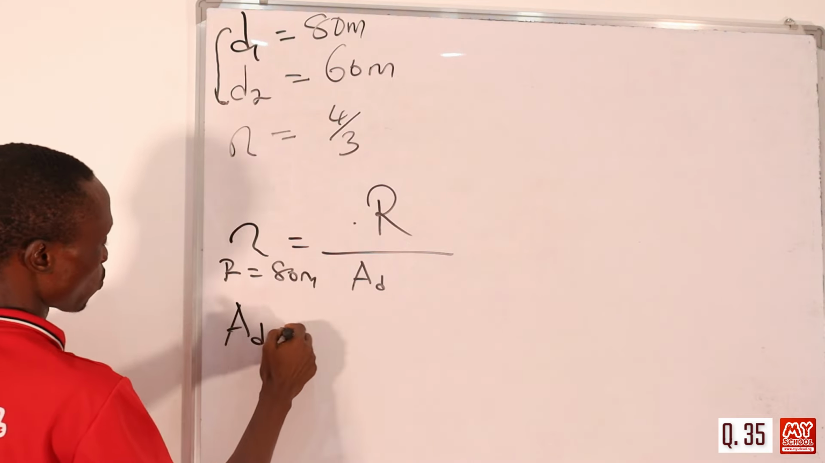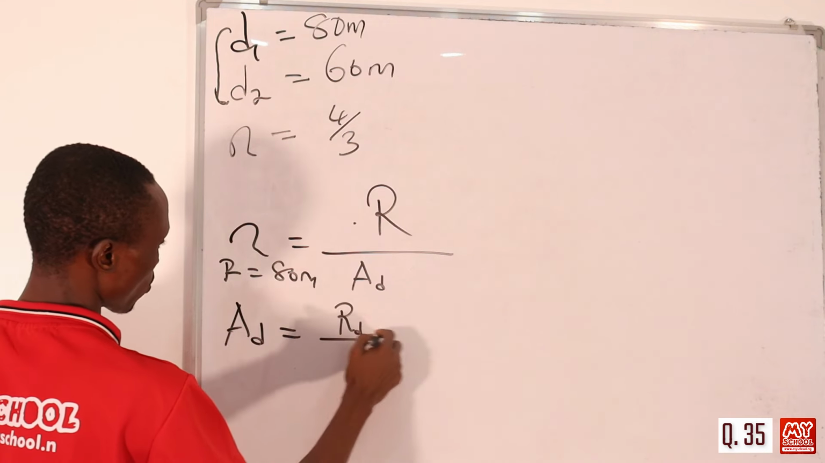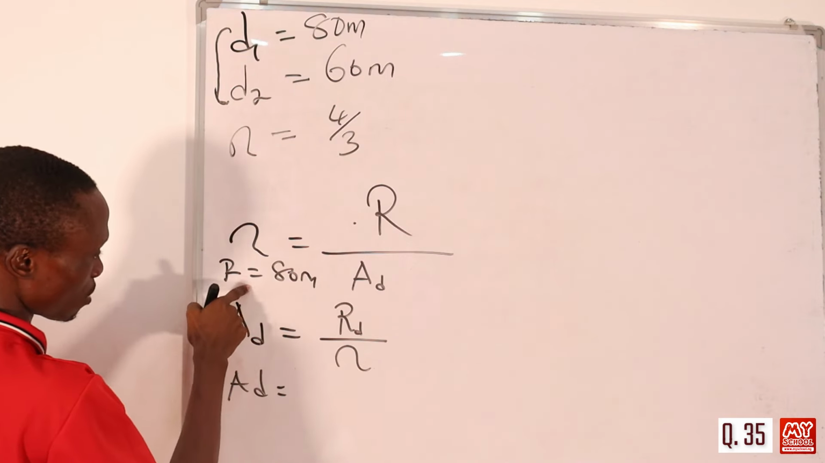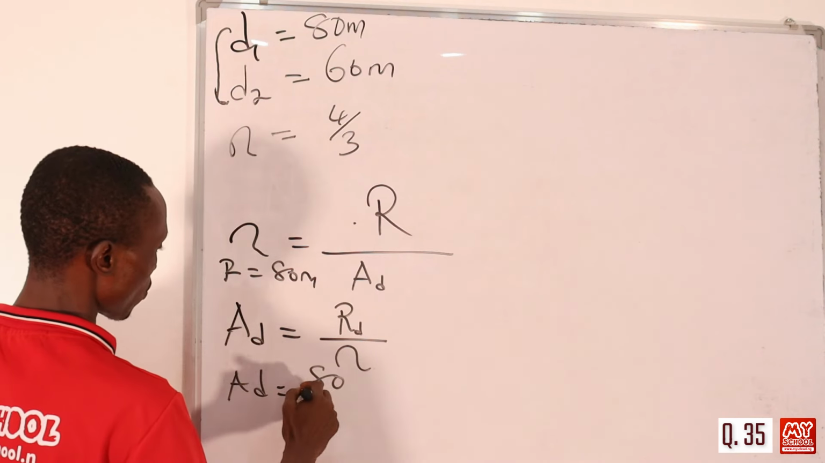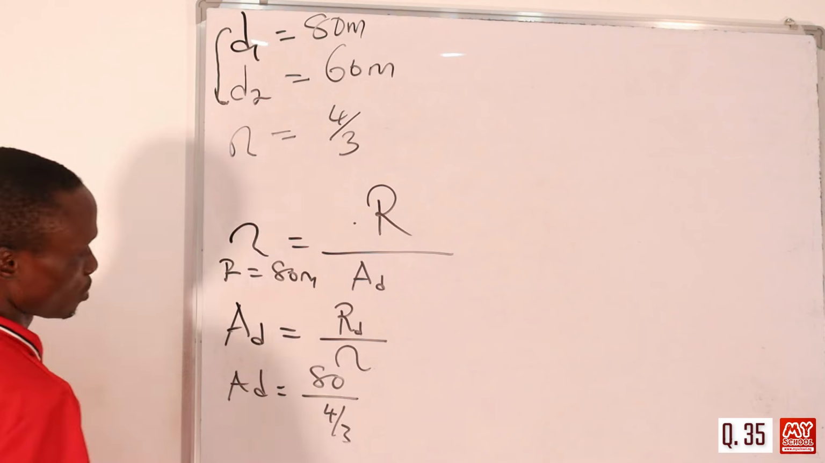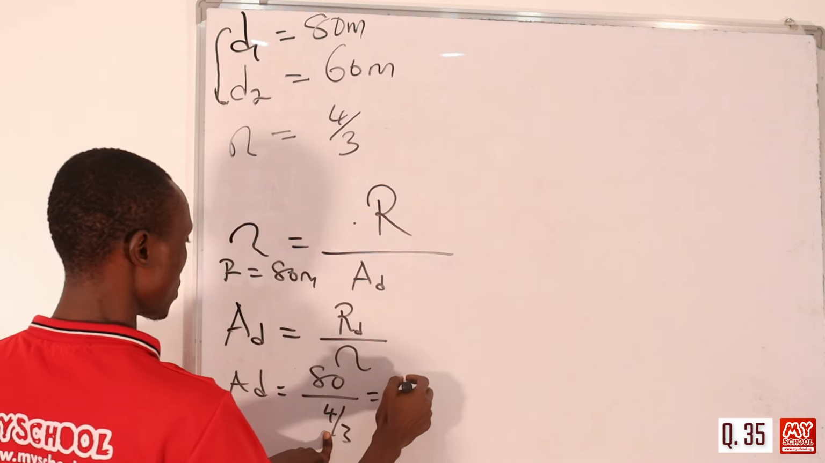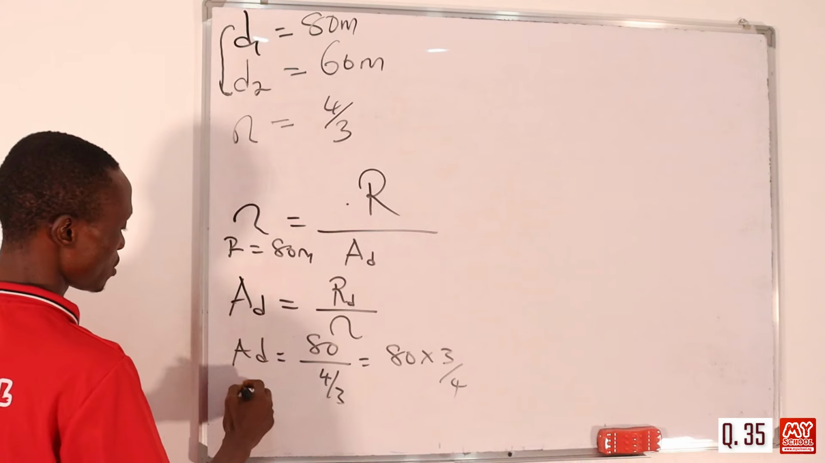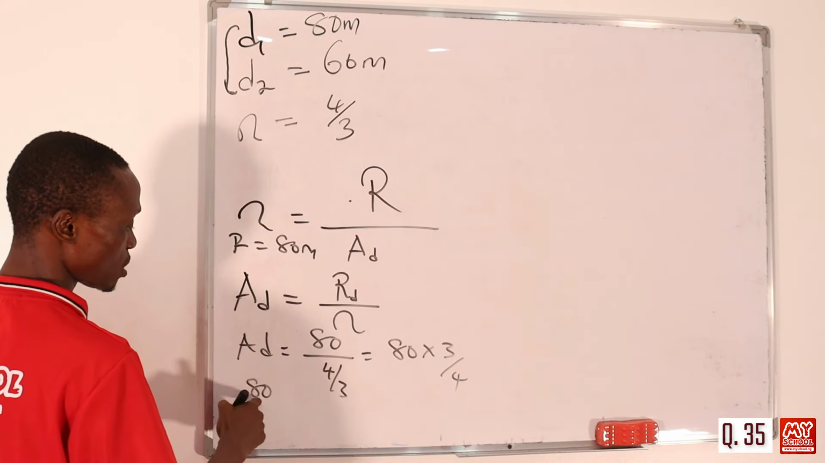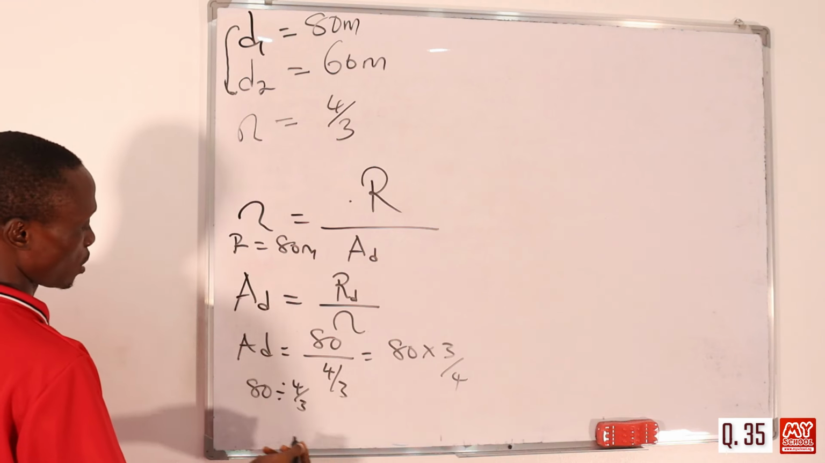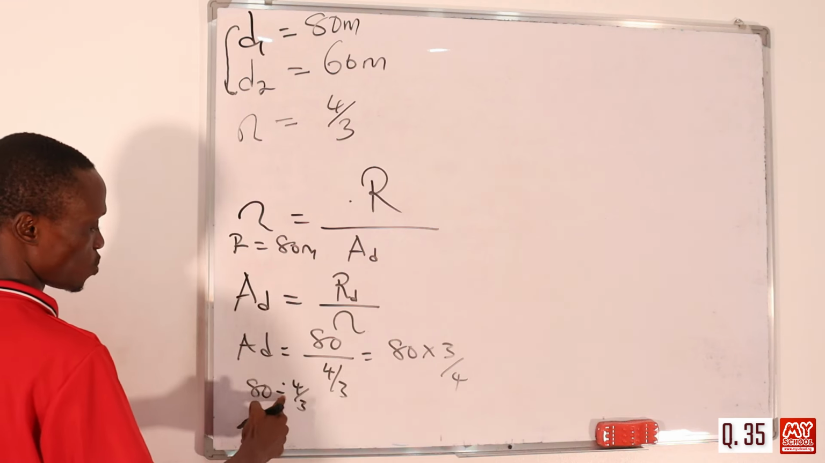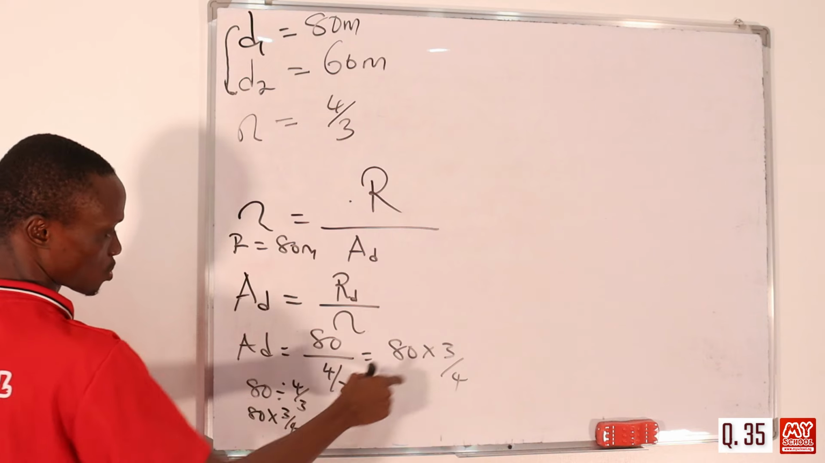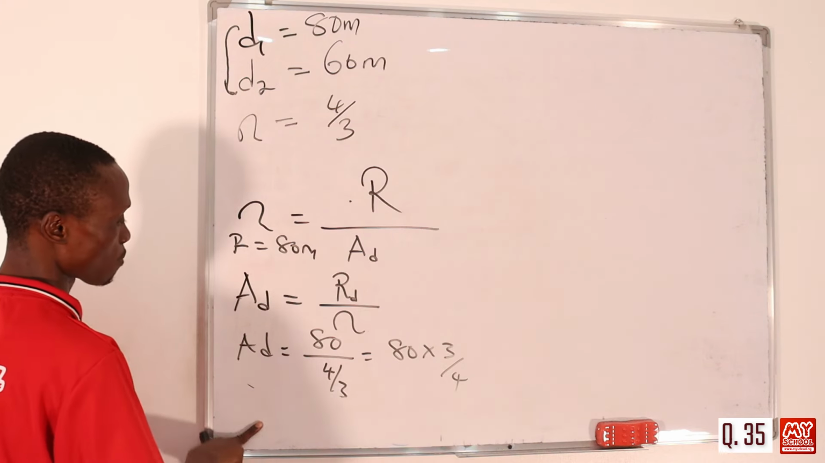So apparent depth will be equal to real depth over the refractive index. So apparent depth at this real depth will be equal to 80 all over 4/3. 80 over 4/3 is the same as 80 times 3 divided by 4, because 80 over 4/3 means 80 divided by 4/3. So we keep this, change the division to multiplication, and flip the fraction. So this becomes 80 times 3 all over 4. That is how I arrive at 80 times 3 all over 4.